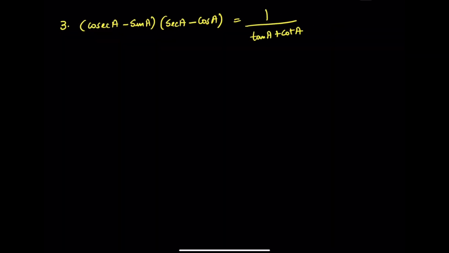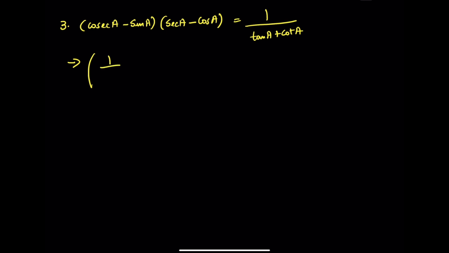Let us solve the third problem. Here we have to prove that (cosecant A minus sin A) times (secant A minus cos A) is equal to 1 by (tan A plus cot A). So to solve this, let us change cosecant and secant to 1 by sin and 1 by cos respectively.